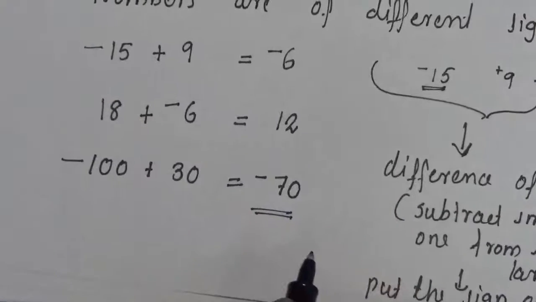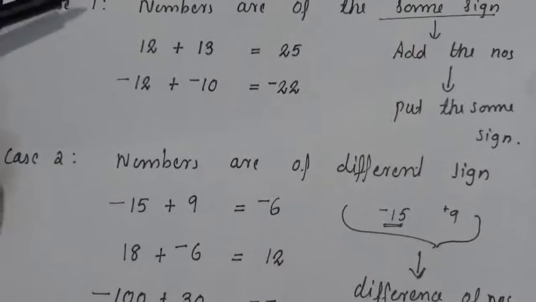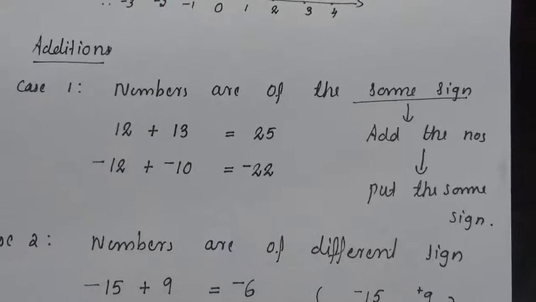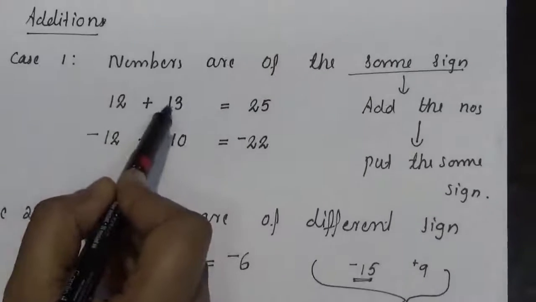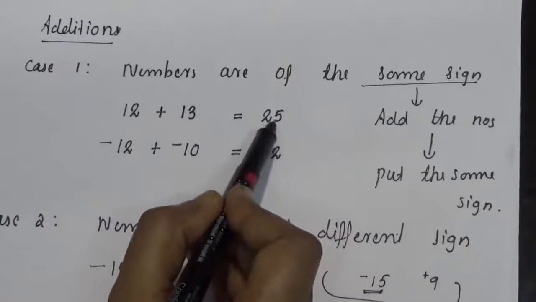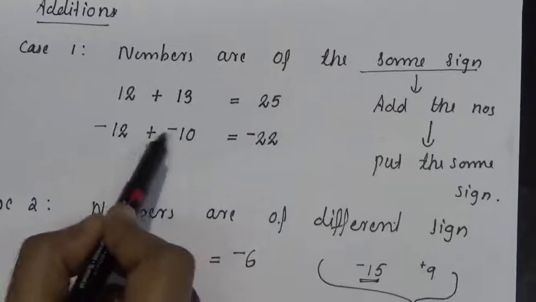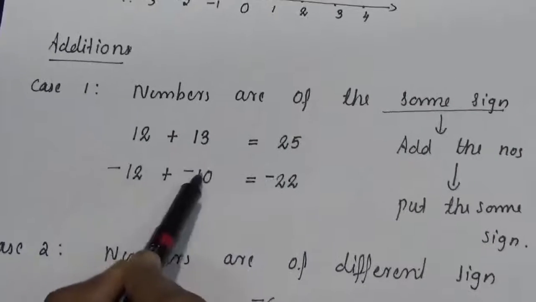So for addition of two numbers, you need to remember these two cases. If numbers are of the same sign, without considering the sign, add the numbers and put the same sign. If the two numbers are of positive signs, add the two numbers and put the sign positive. If the numbers are of negative signs, add the numbers, say 12 and 10, without considering their signs, then put the same sign, negative.